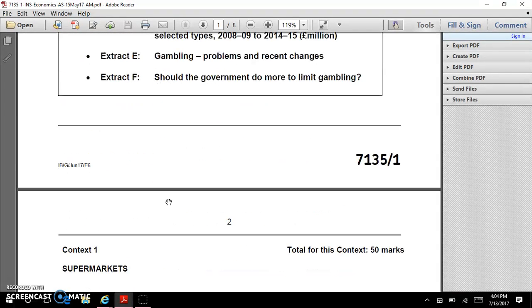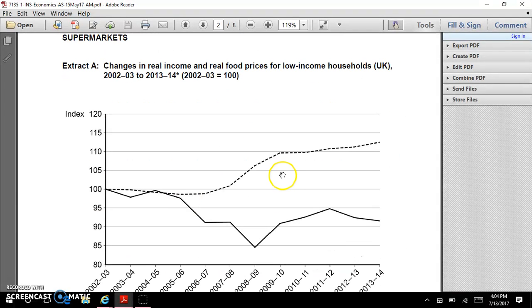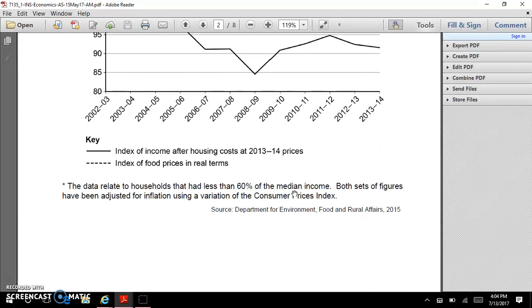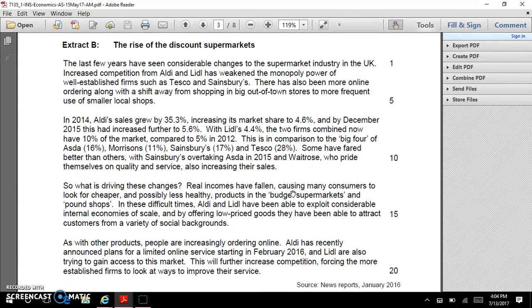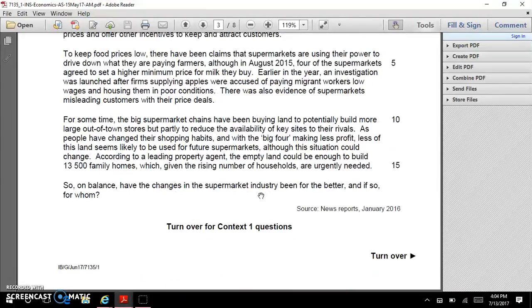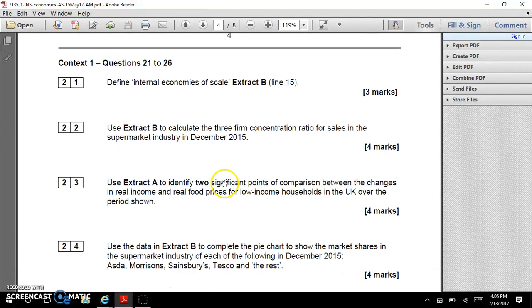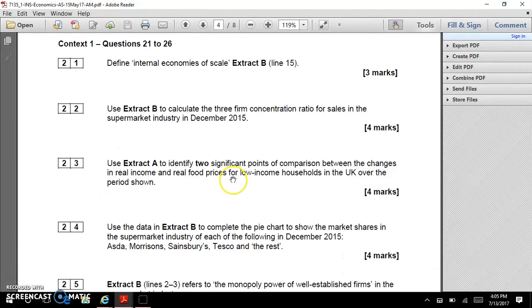Now, the context itself comes out in different sets, and only 3 extracts. The first one's a data set, either a graph or a data table. In this case, it's a graph in context 1 about supermarkets. The second one and the third one are usually news articles, which will act as your prompt for your extended writing sections, plus also some of the data you'll find in here might be useful for calculations later on in the work. And then you'll have a look at some of the questions to give you an idea of where you want to respond to this one.